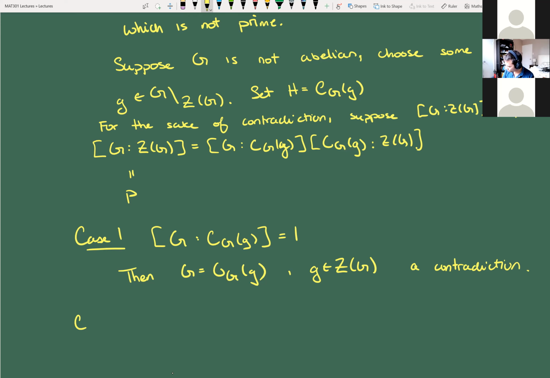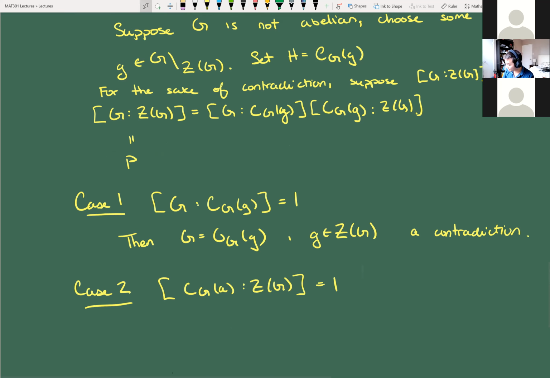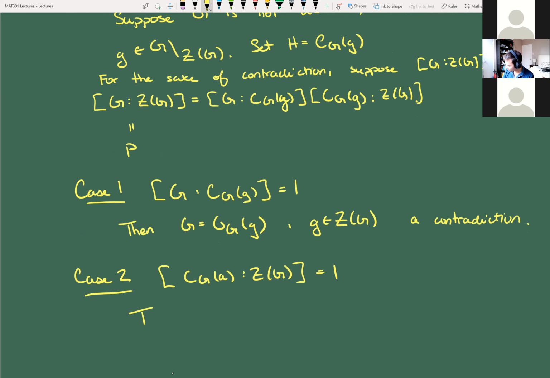Right? Case 2 is if I take the other thing, C_G(g) over Z(G) to be 1, that means they're equal. But of course, I said that g was not in the center.